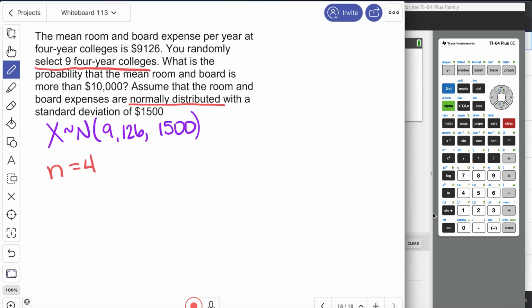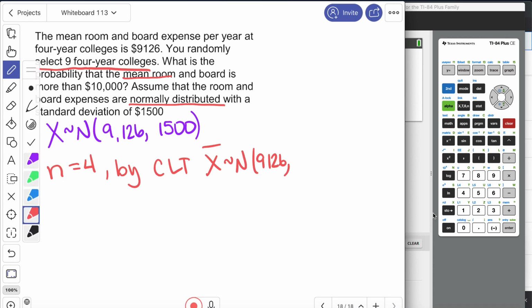So because of that, by the central limit theorem, the average, or x bar, is approximately normal, with the mean of the population, which is 9126, and a standard deviation, also known as the standard error now. To calculate the standard error, we take this value and divide it by the square root of the sample size. So it's 1,500 divided by the square root of 9.